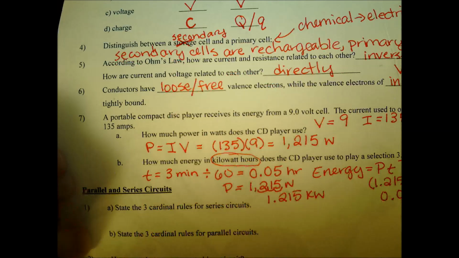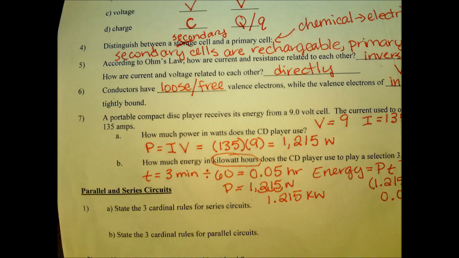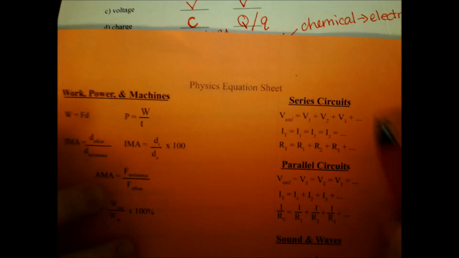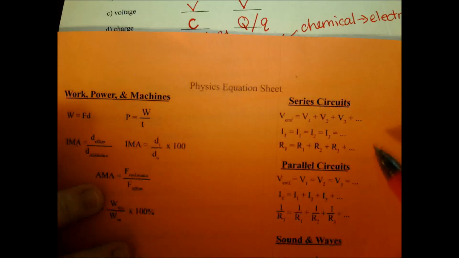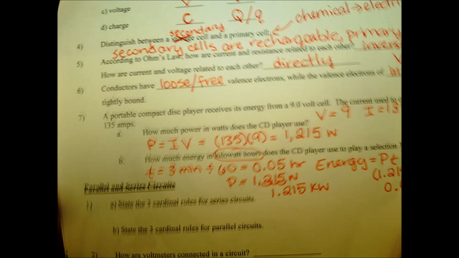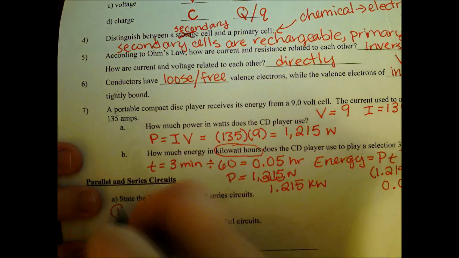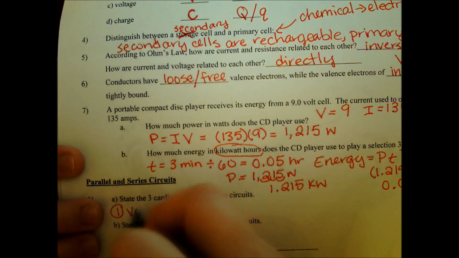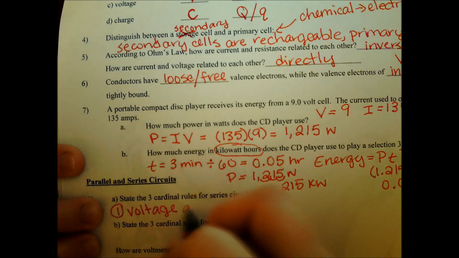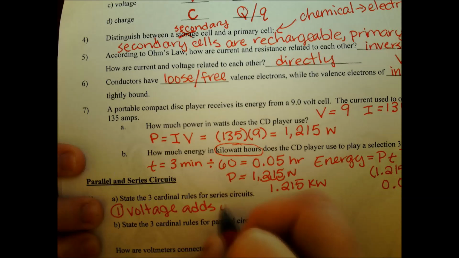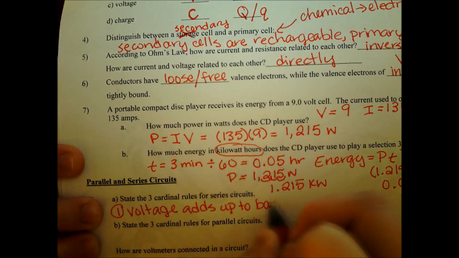Parallel and series circuits. When it says the 3 cardinal rules, what it means are the way current, voltage, and electricity behave for each one. You don't have to memorize these, guys. They are on the formula sheet. You just have to remember that those are important. I'm going to state them in words on here, although they're stated in formula form on the formula sheet. So, for series circuits, voltage adds up to battery.